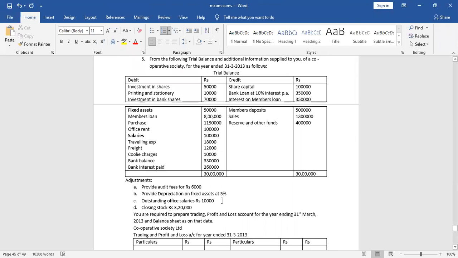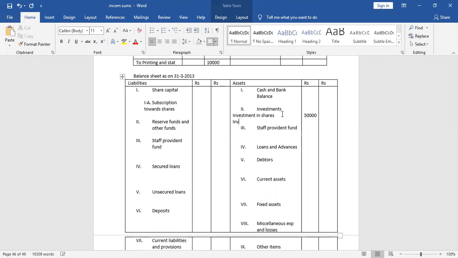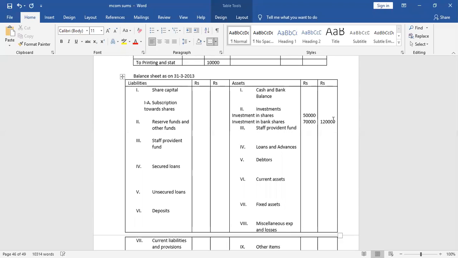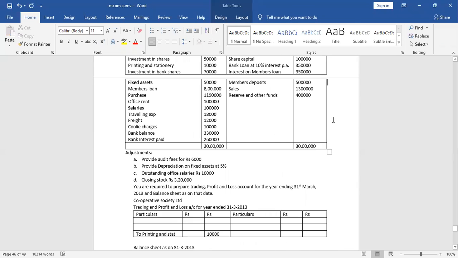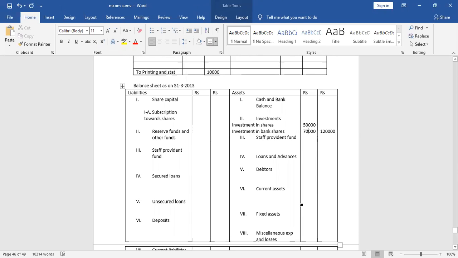Then we have investment in bank shares 70,000. So I will write here investment in bank shares 70,000. When I add both, I will get 1,20,000. So what else we have? We have fixed asset 50,000. So we will go to fixed asset. There is adjustment also. So in the inner column, I will write 50,000 because there is an adjustment.